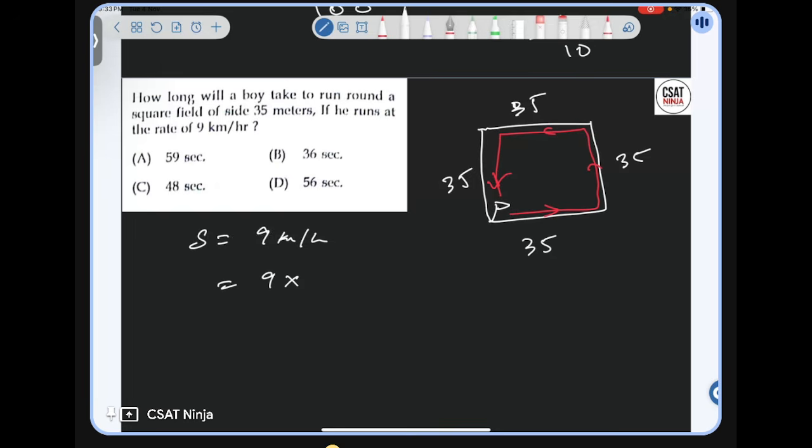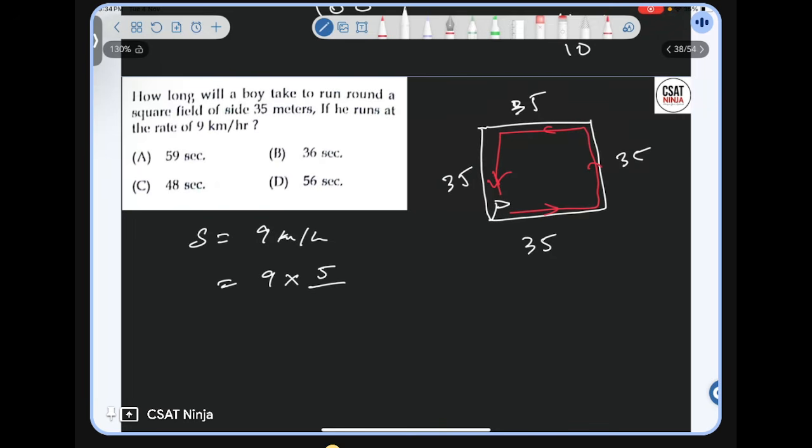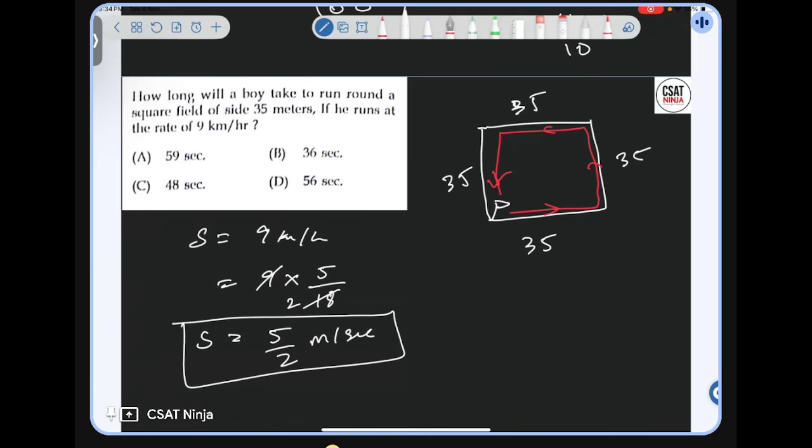You might have learned this one. If you're converting from kilometer per hour to meter per second, how do we do it? We just multiply by 5 by 18. So if I reduce this, it will be 5 divided by 2 meter per second, the speed of the boy there. And what is asked? How long will it take? To run around this track at 5 divided by 2 meter per second, can I find the length of this track? How long is the distance he needs to travel?